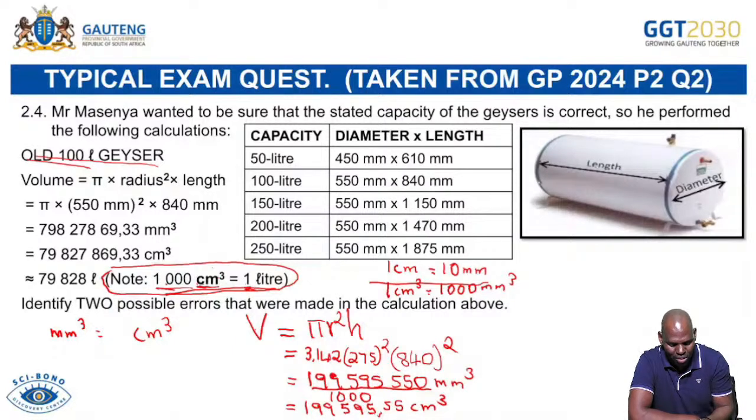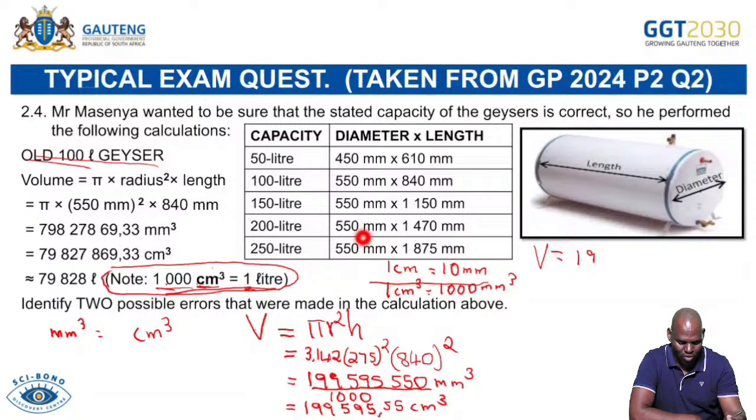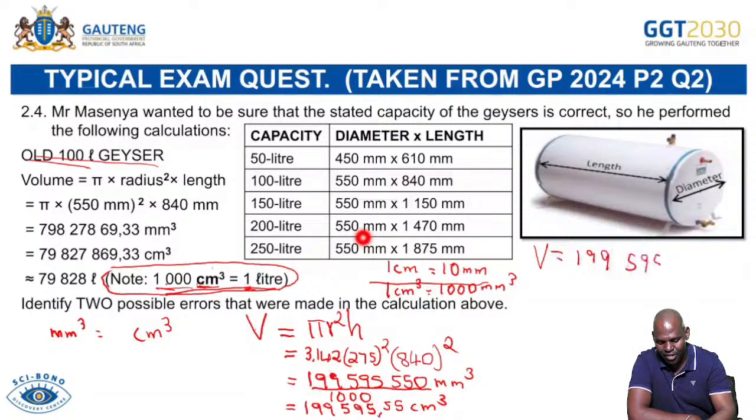So it means I have to take this and divide it by 1,000 further. So I'm going to write it here. Volume is equal to 199,595.5 centimeter cubed, and then we divide it by 1,000.